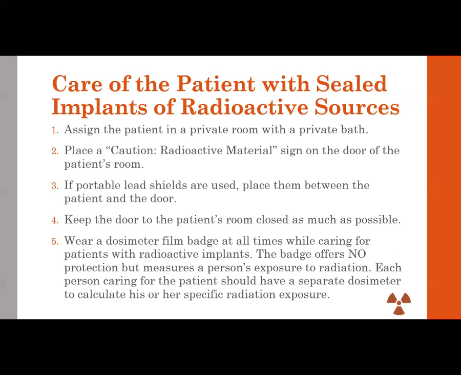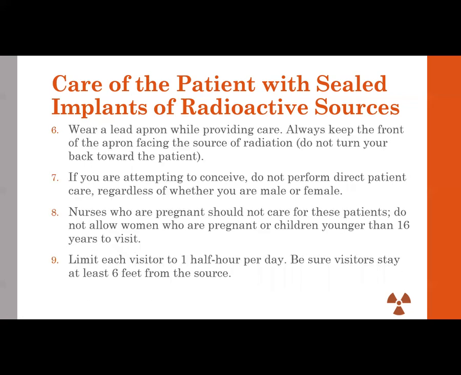Wear a dosimeter film badge at all times while caring for patients with radioactive implants. The badge offers no protection, but measures a person's exposure to radiation. Each person caring for the patient should have a separate dosimeter to calculate his or her specific radiation exposure. Now, this one here, definitely for yourself and for your own protection, make sure that you are wearing that badge so you know how much radiation you have received. Wear a lead apron while providing care. Always keep the front of the apron facing the source of radiation. Do not turn your back toward the patient.